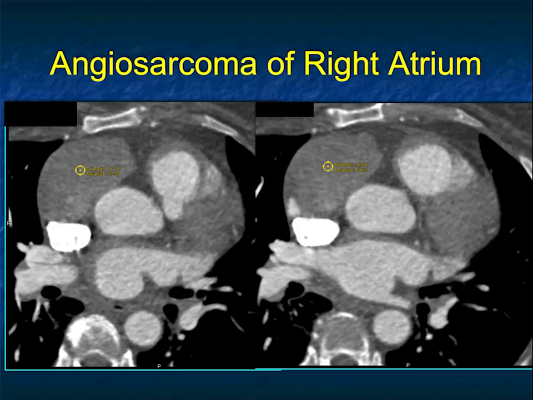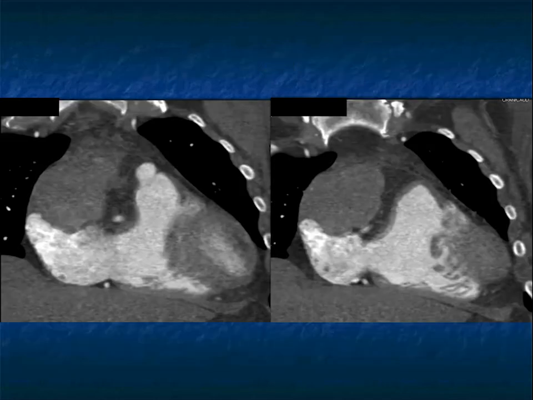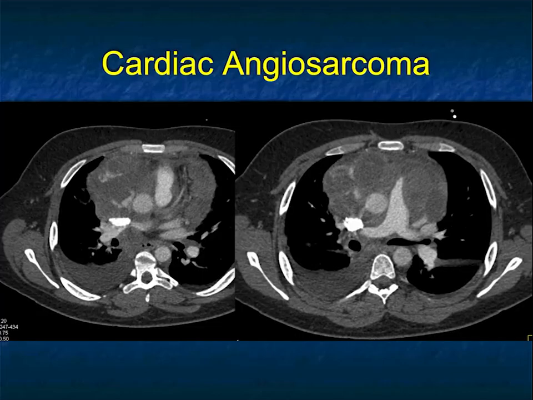Another example, here's an angiosarcoma arising in the right atrium, sort of a classic occurrence, pushing into the right atrium, a lobular mass. You might have considered a mass that was adjacent to the atrium. Here's another example. Compared to the prior case, this is much larger, it's much more aggressive. You're losing the appearance of the patient's right atrium.